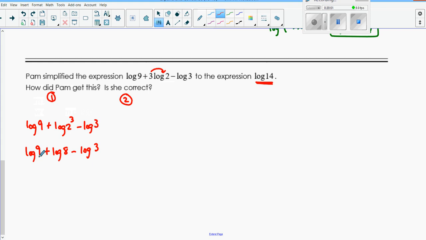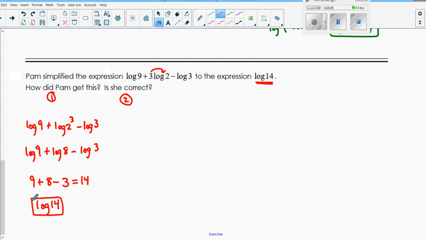So if we're looking at this in terms of like terms, we could say, if I'm doing log and log and log, then they're like terms. So 9 plus 8 minus 3. Well, 9 plus 8 is 17, minus 3 is 14. So then my simplified answer would be log of 14. So that would be how Pam got log of 14. So that answers the first part.